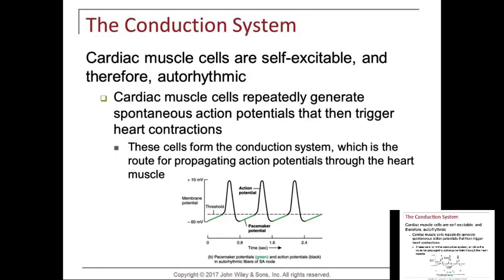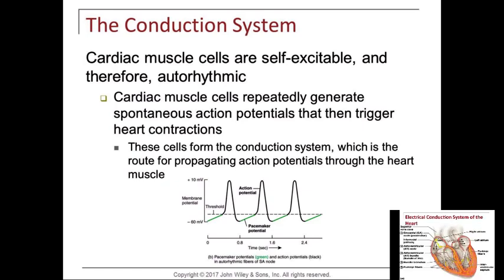The cardiac muscle cells are self-excitable. They're autorhythmic. The cardiac muscle cells repeatedly generate these spontaneous action potentials that trigger the heart contractions, and those action potentials are going down the T tubules, the transverse tubules.